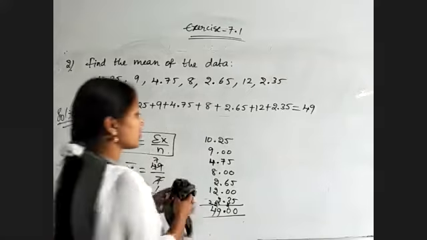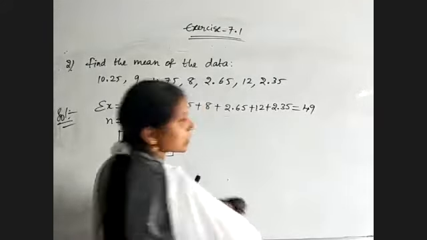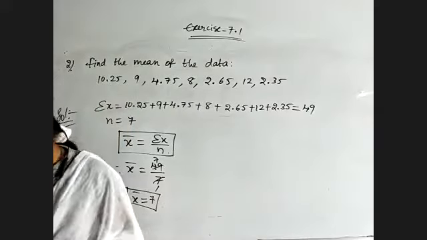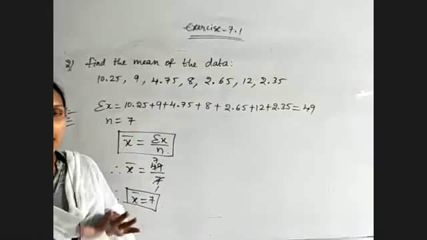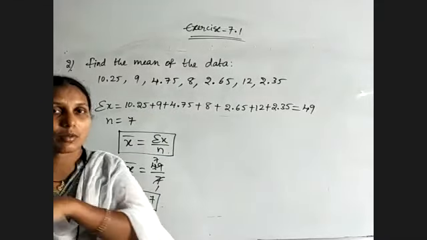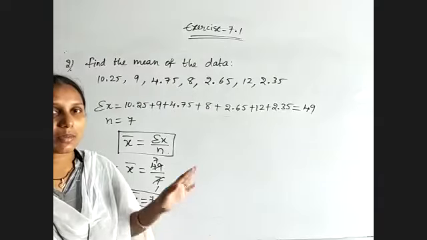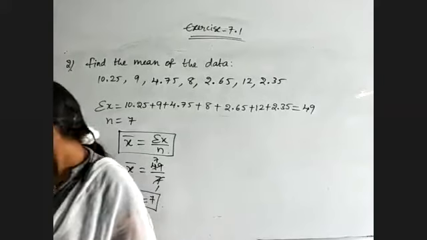So it is a very simple question. Observe, whenever they are asking for the mean, go with the formula: sum of observations by number of observations. And if they are asking for the median, arrange the given data in ascending order or descending order and select the middle value. And next, if they are asking for the mode, observe which number is coming more number of times. That one will be the mode of the data. Okay.